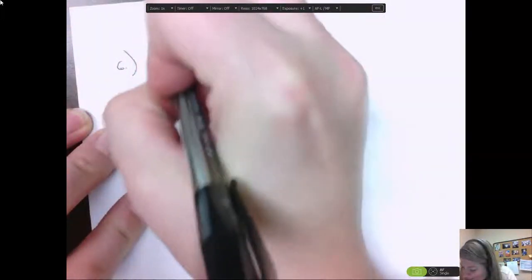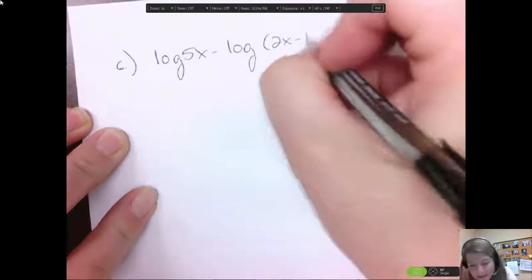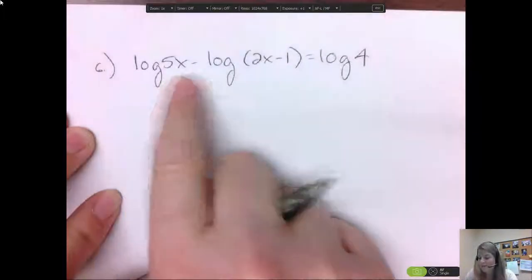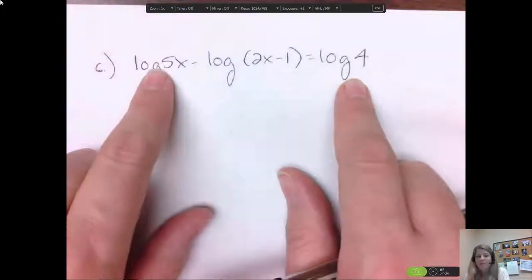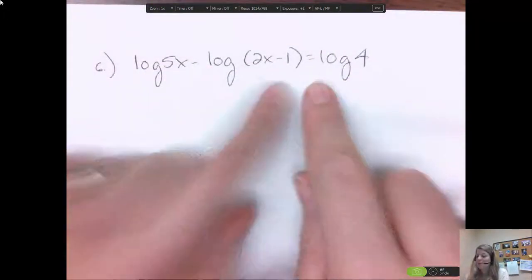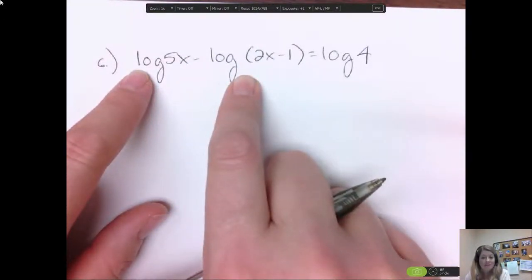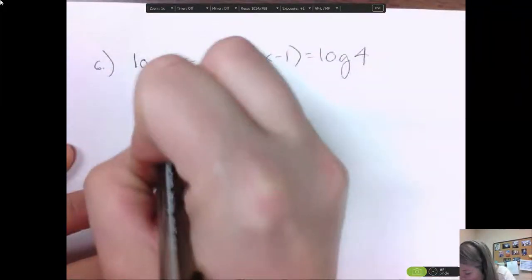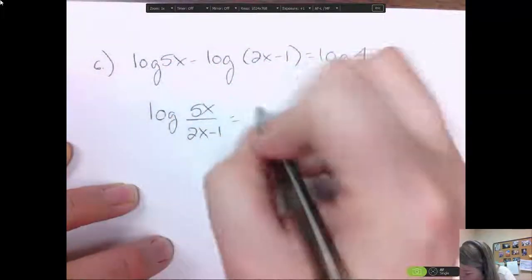What if I have log of 5x minus log of 2x minus 1 equals log of 4? Well, I can't do anything when I have 3 logs like this, because minus in logs means division. So we have to combine these to where you have 1 log on each side. So this side becomes log of 5x over 2x minus 1 equals log of 4.